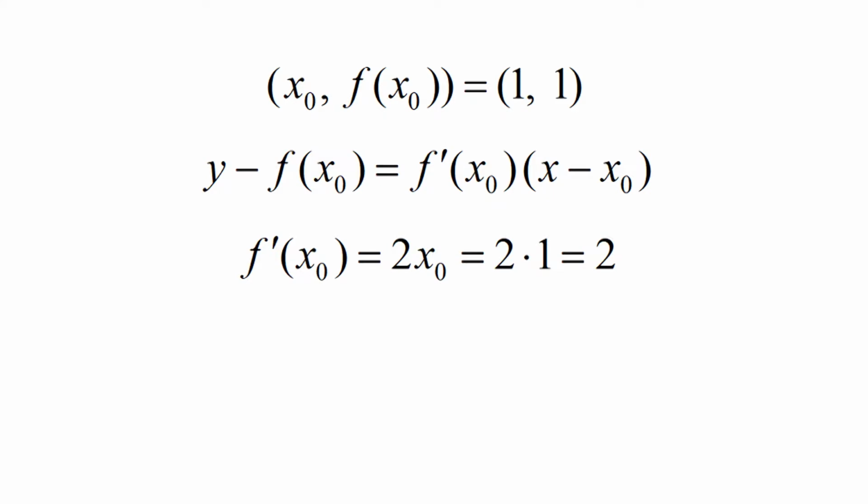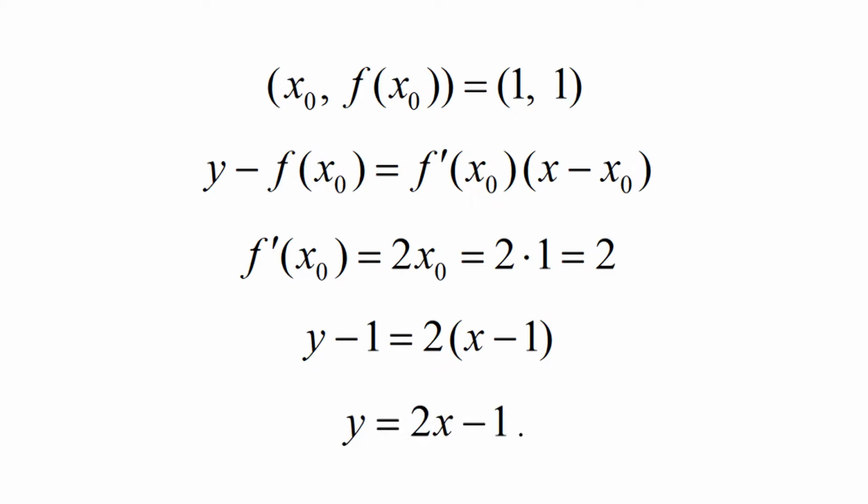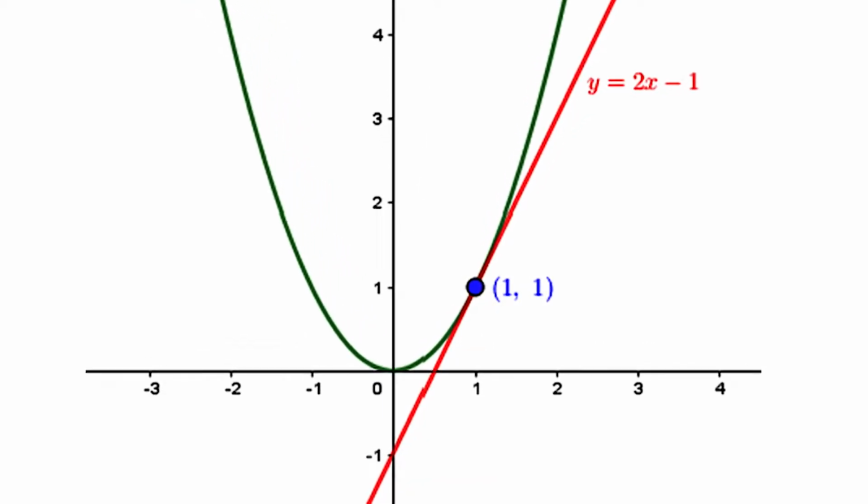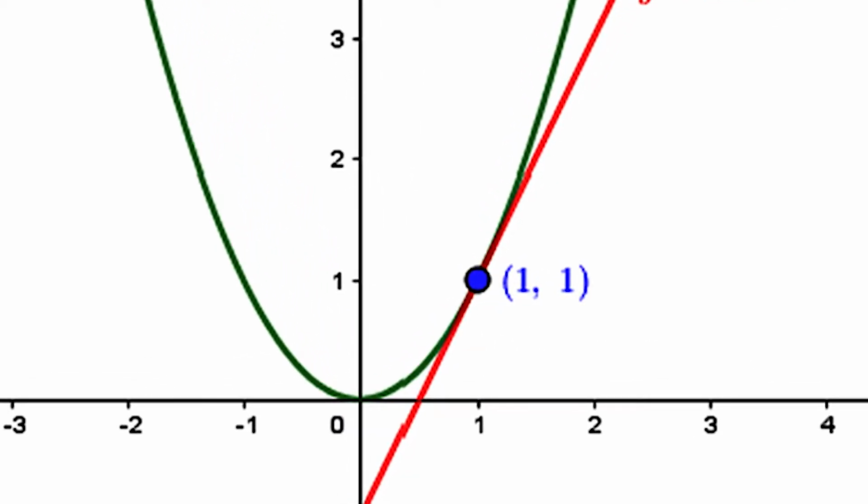Since f'(x₀) = 2x₀ = 2 times 1, which is equal to 2, the above equation of the tangent line gives y − 1 = 2(x − 1), that is, y = 2x − 1. We draw the parabola y = x² and the tangent y = 2x − 1 to the parabola at the point (1, 1).